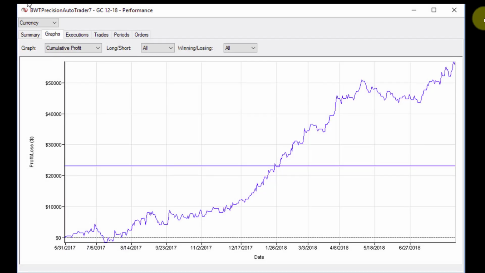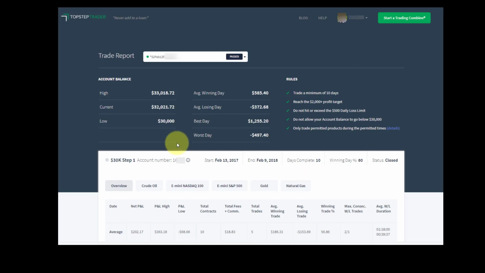Okay, excellent. So this is the gold contract that Bob's been trading in the combine. And you can see the equity curve. There are winning and losing days. But if we go back to that combine report, looking at the trade report, we can see the average winning day was $585 and the average losing day was $372. And you've got your best and worst day stats.